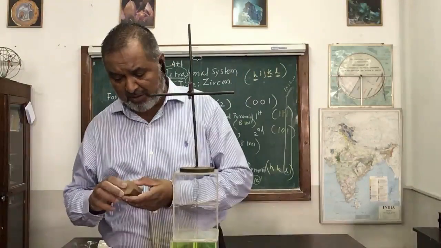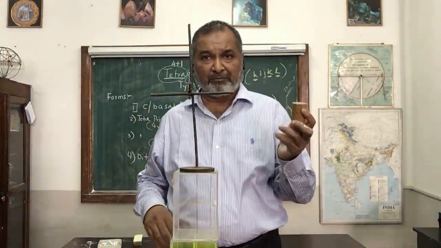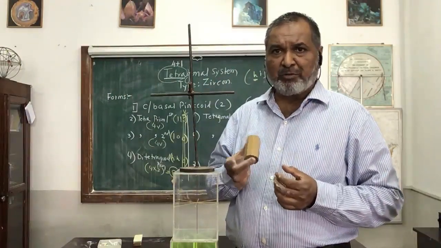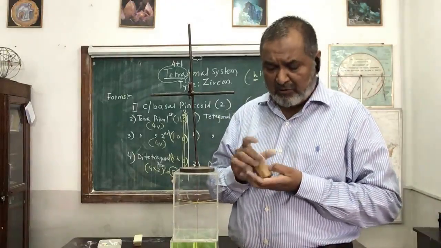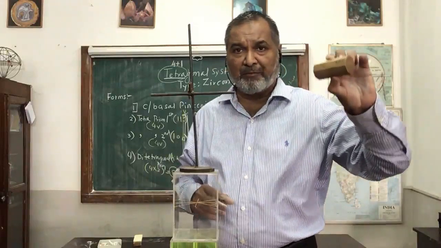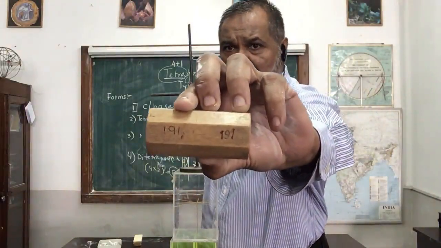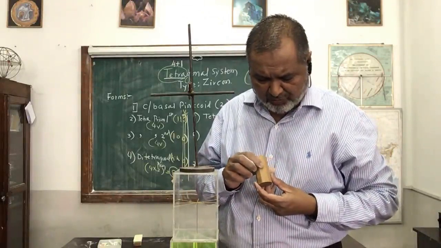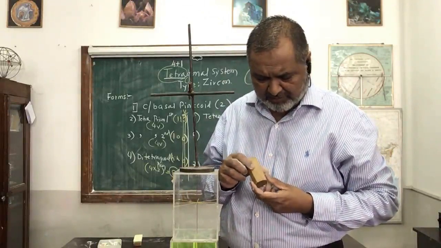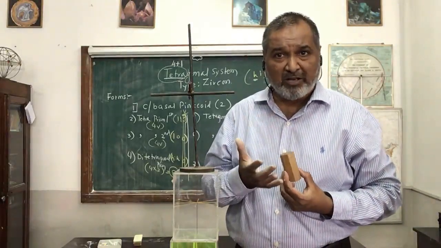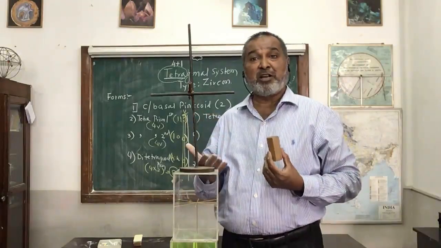Now the next model number is 191. A basal pinacoid: a pair of two similar faces makes a basal pinacoid. Count the vertical faces. You can see the model number 191 is there. So start counting from here: 1, 2, 3, 4, 5, 6, 7, 8. The number has been doubled. Instead of 4 vertical faces, we have 8 vertical faces.